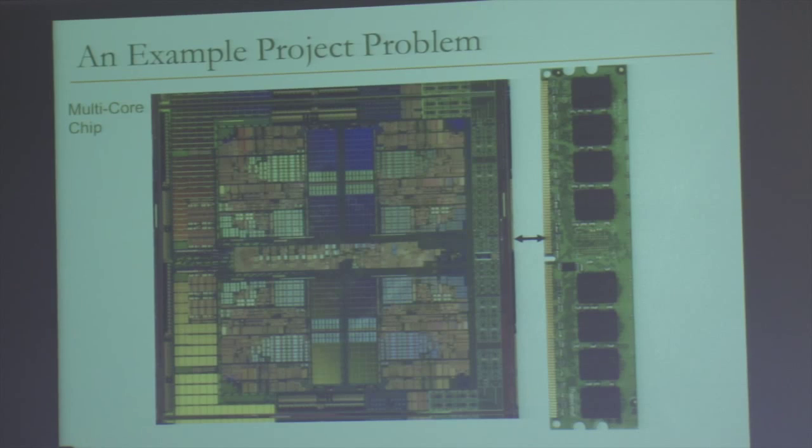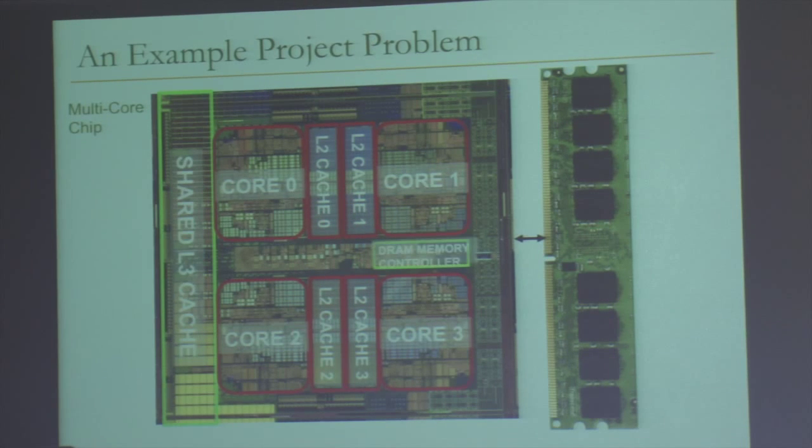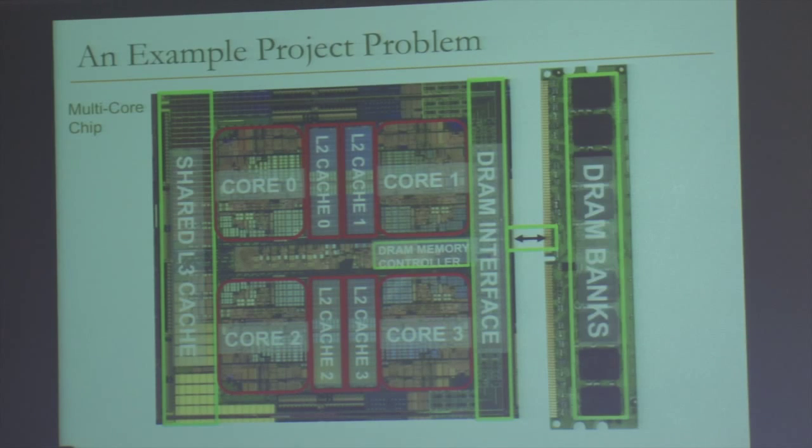So one example project problem, you've taken my course, so you're probably bored of this. But it's really related to multi-core systems, and interference in multi-core systems is a big problem. This is a really old picture from AMD Barcelona. You have multiple cores, and they may have some private caches, but they have some shared caches and shared structures and a shared storage interface also.